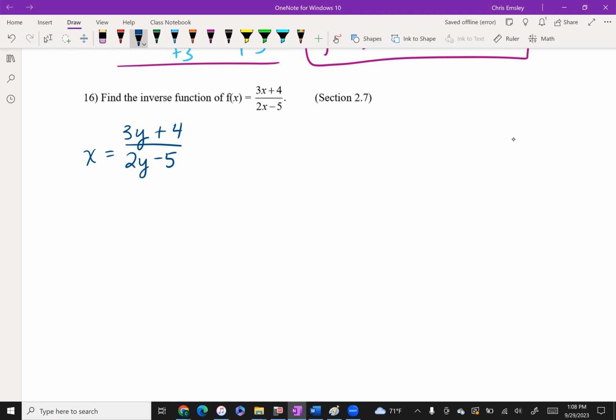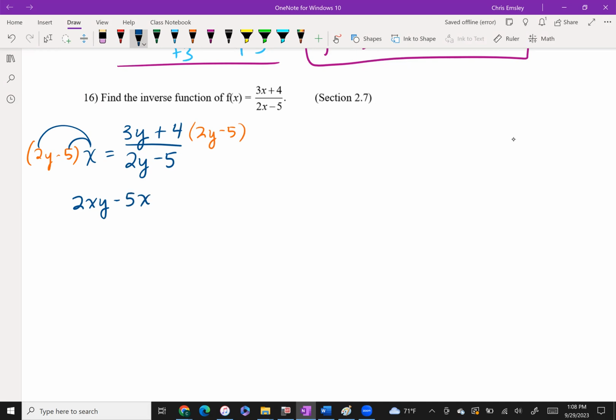First thing we have to do to solve is to get this out of the denominator. We can't solve for anything that's trapped at the denominator. So I'm going to multiply both sides of my equation here by 2y minus 5. On the left-hand side, I'll go ahead and distribute that x in. So we get 2xy minus 5x. On the right-hand side, those two cancel. Nice, we get 3y plus 4. So that was step one, get rid of that fraction.